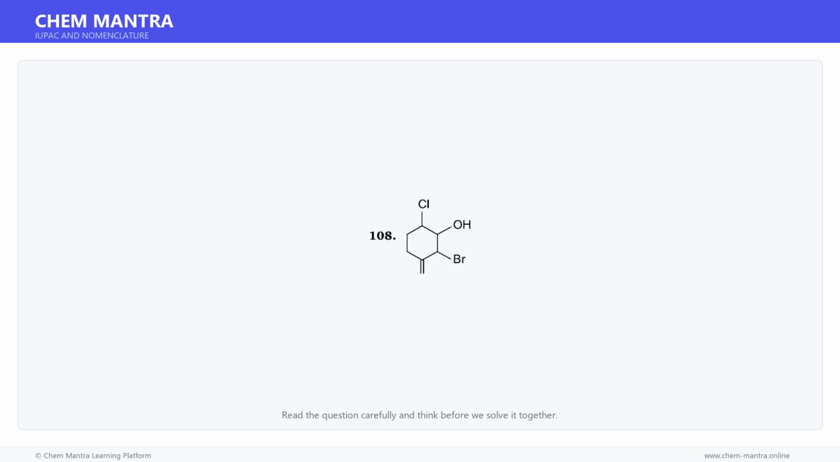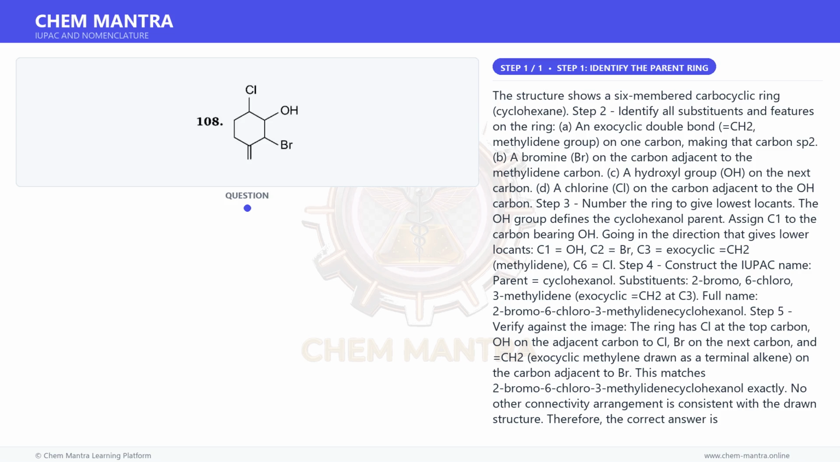Here is a question. Read it carefully and think about the answer. Let us solve it step by step. Let us begin solving this step by step. The structure shows a 6-membered carbocyclic ring, cyclohexane. Step 2. Identify all substituents and features on the ring.